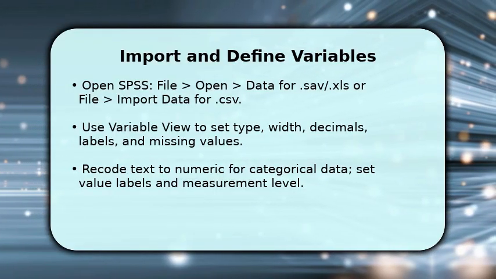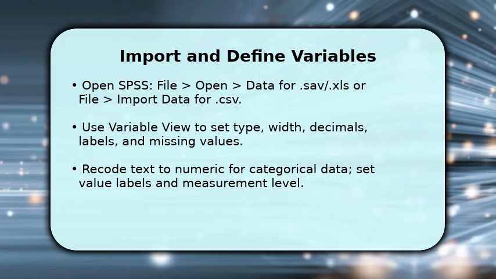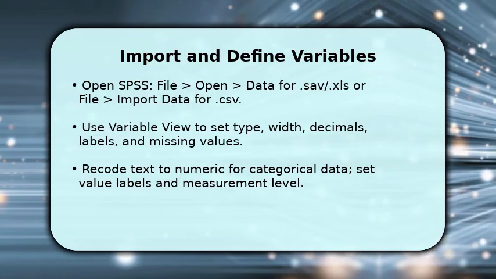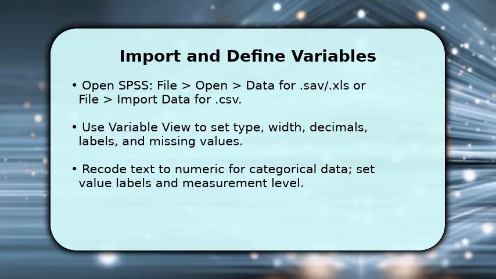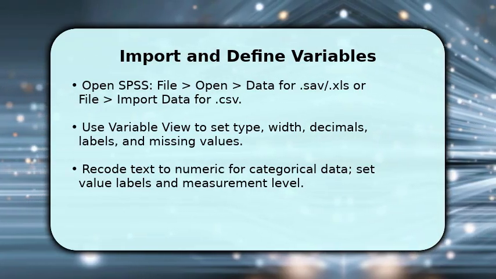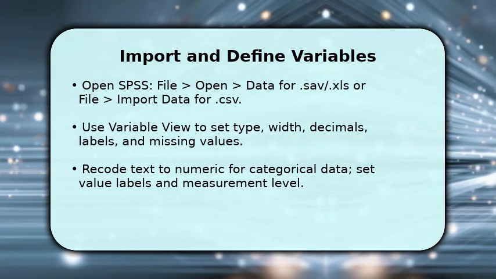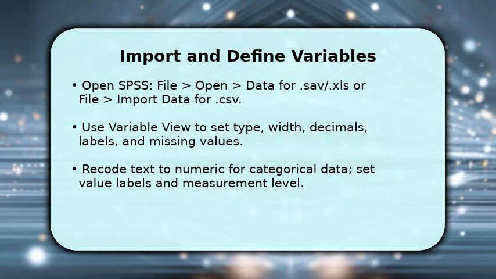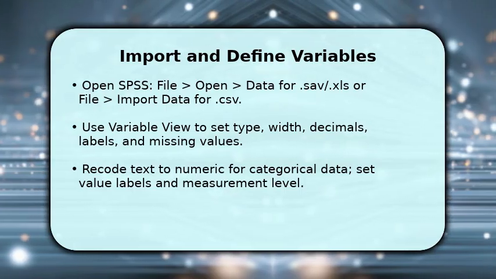Once loaded, go to Variable View and set each column's type, width, decimals, and measurement level because those affect analyses. Recode textual categories to numeric codes and assign value labels, and explicitly set missing value codes so SPSS treats them correctly during computations and frequencies.